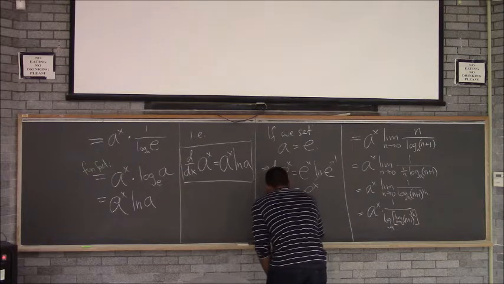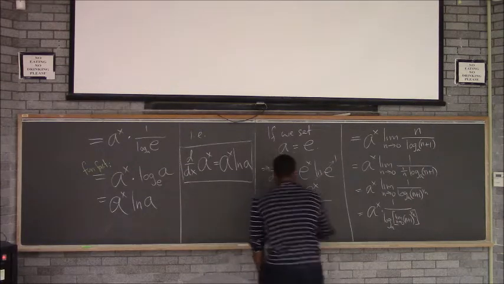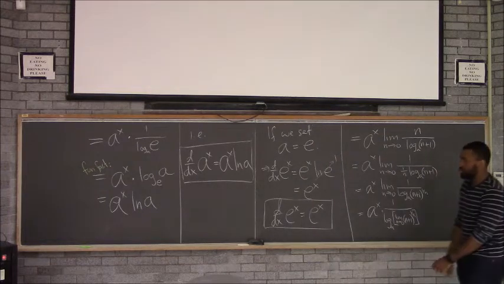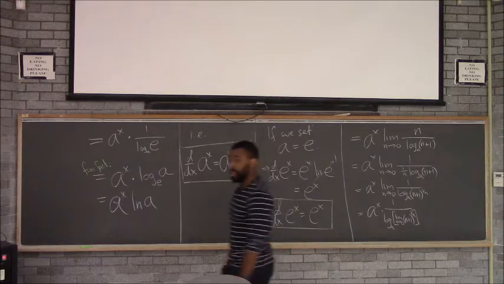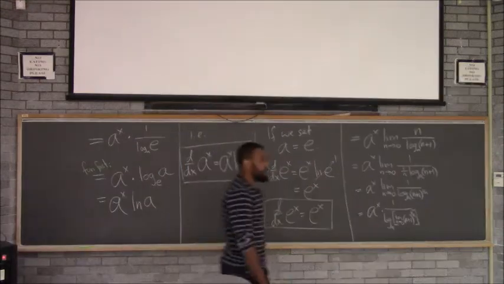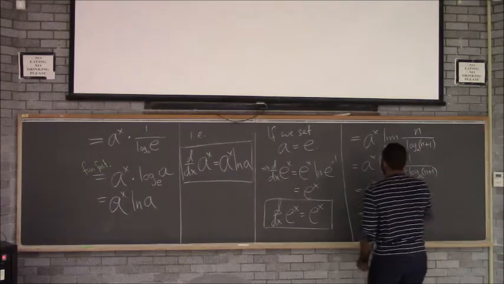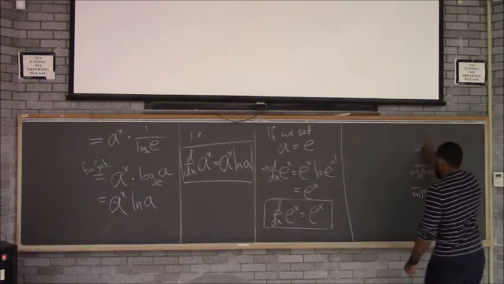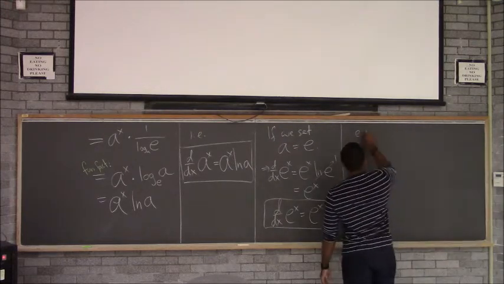Now that is actually a very special property. Barring the constant factor rule, e to the x is the only function whose derivative is itself. And that makes it very special. That makes it very convenient. The derivative of e to the x is e to the x. The derivative of a to the x is a to the x ln a. So I can just punch out a couple quick examples here.